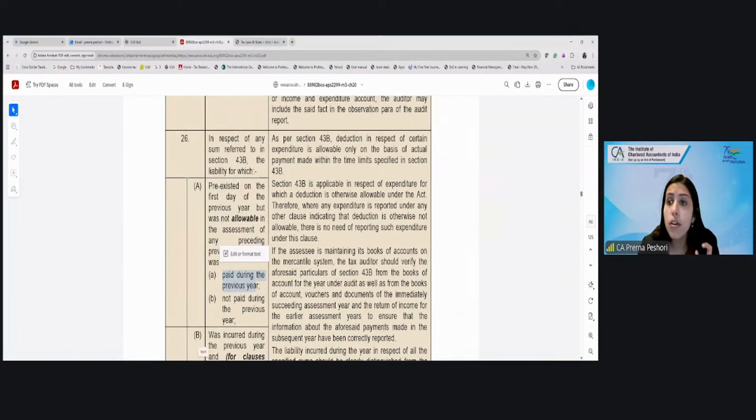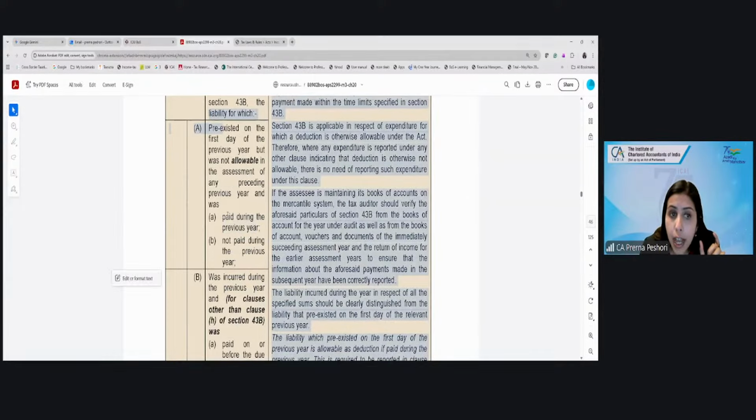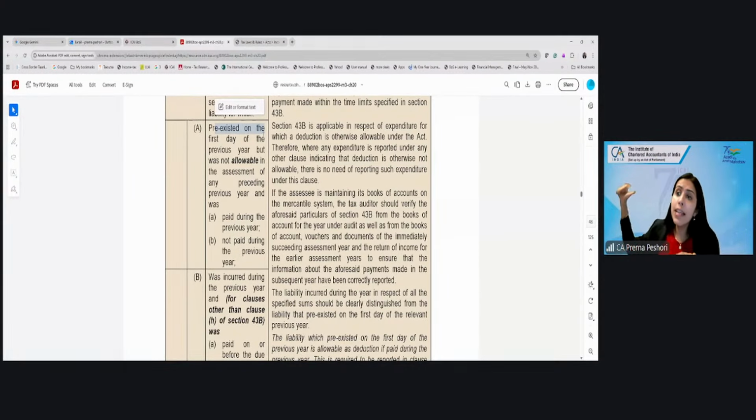This will also include the payment to the micro and small enterprises. Right? Payment to the small and micro enterprises is allowed only when it is paid up to the due date under MSME Act Section 15. So this will include that as well. Because it says it is pre-existing on the first day of the previous year, it is in the opening balance, but was not allowable in the last previous year and was paid during the previous year.